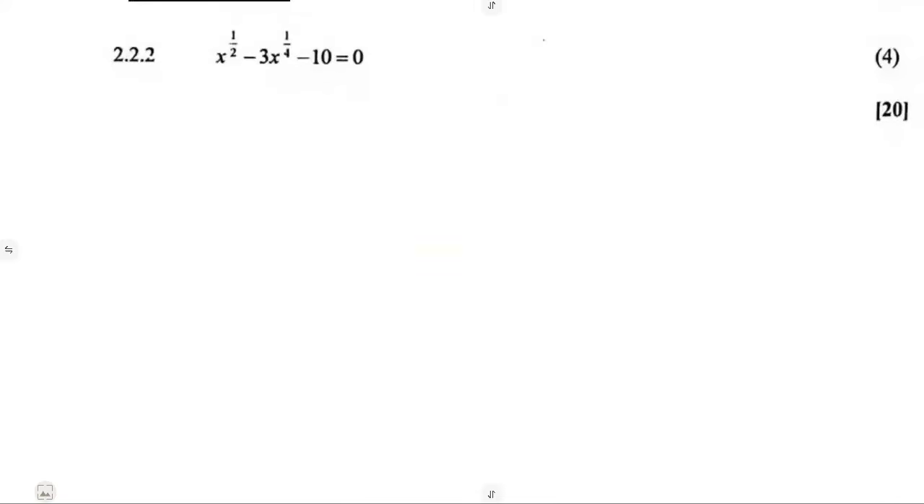All right, so let's move on to another one. Again, it is a solve for x, and you're given this time 2x to the exponent of 1 over 2 minus 3x to the exponent of 1 over 4 minus 10 is equal to 0. So this is a disguised quadratic equation. They can disguise that normal quadratic equation that we are used to.